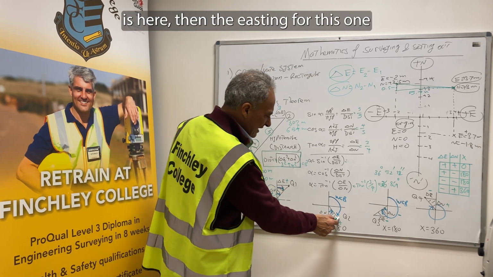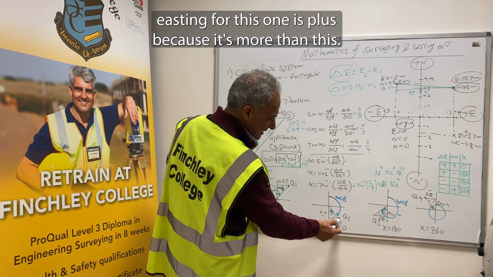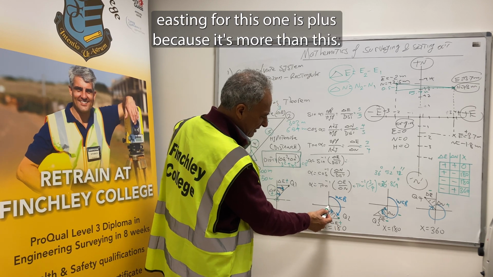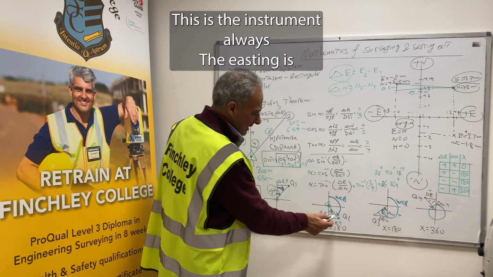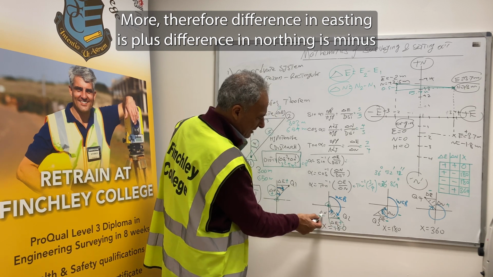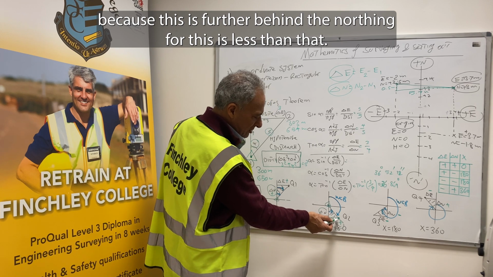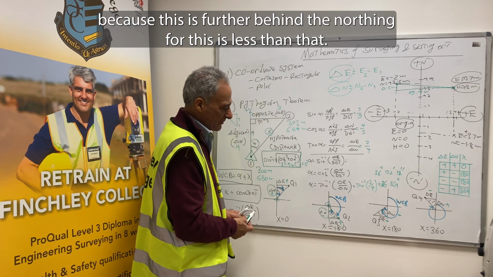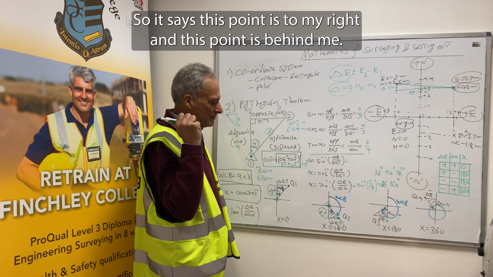If the point was here, then the easting for this one is plus because it's more than this. This is the instrument, always, number 1. The easting is more, therefore difference in easting is plus. Difference in northing is minus because this is further behind. The northing for this is less than that. So it says this point is to my right and this point is behind me.